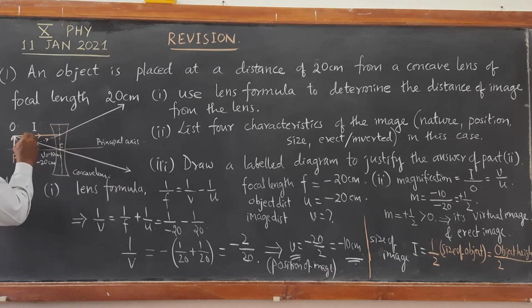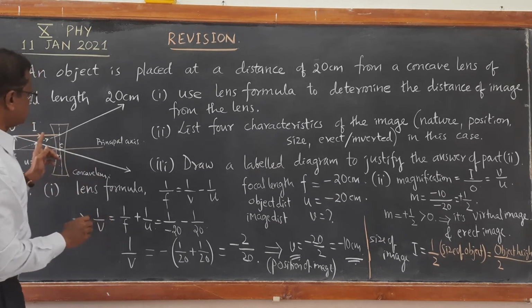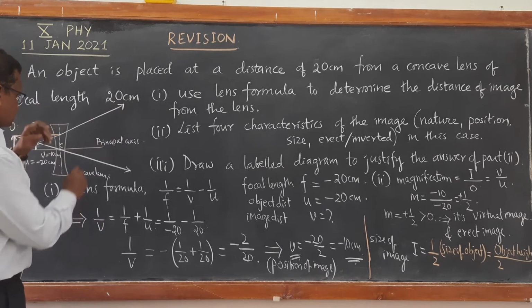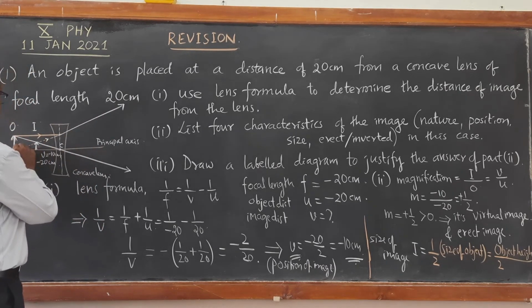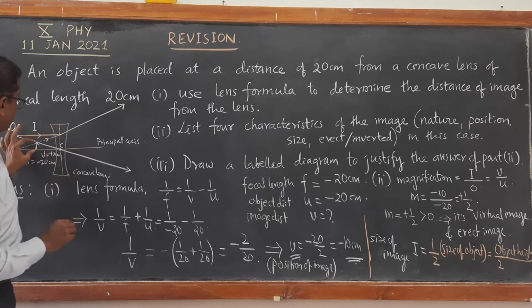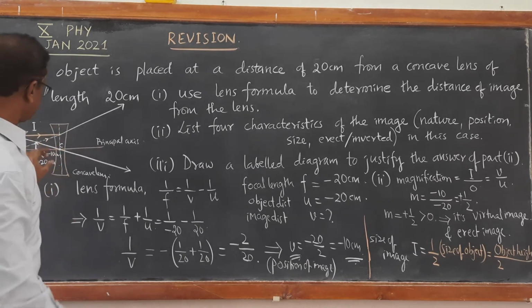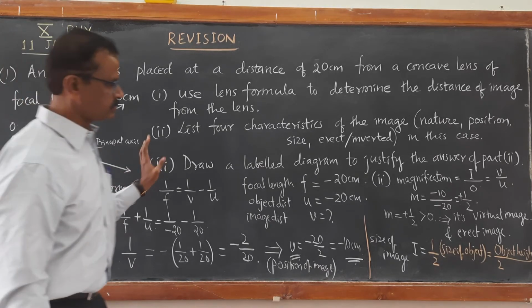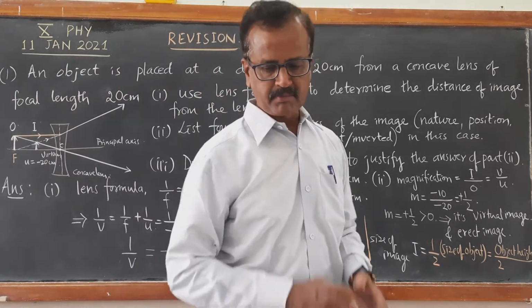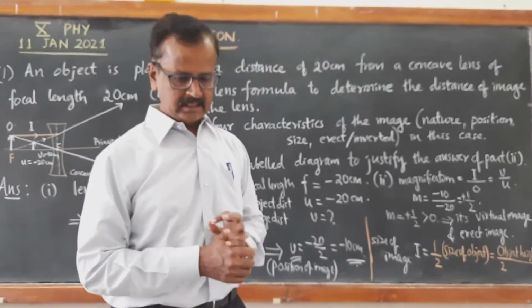So the ray of light parallel to the principal axis gets diverged since it is a diverging lens. So it appears to have come from focus. That's how we get the formation of image. And you can see here, size of the image is half of the size of the object. So this is how we solve this particular problem. Okay, now let us see second problem.